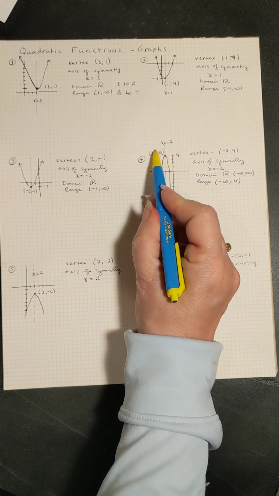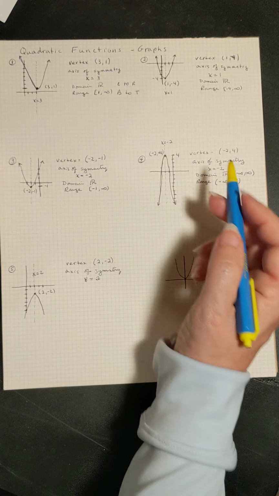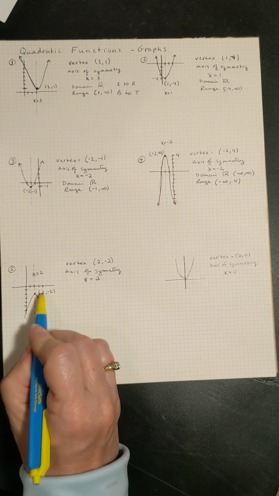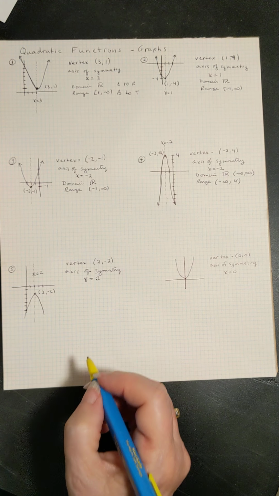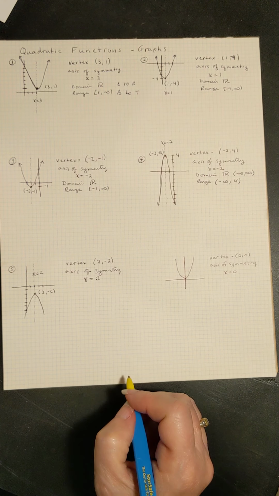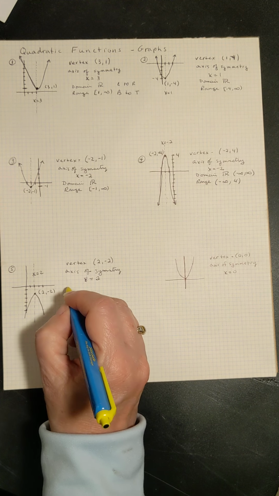So you see how important it is to put this coordinate on your graph. Go ahead and draw the vertex, write down the coordinate for the vertex on the graph. All right, because it tells you your axis of symmetry, it tells you your domain and your range, and we're going to talk about more things that it tells you as well.